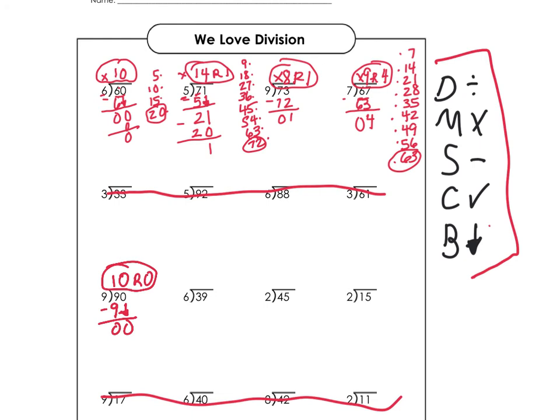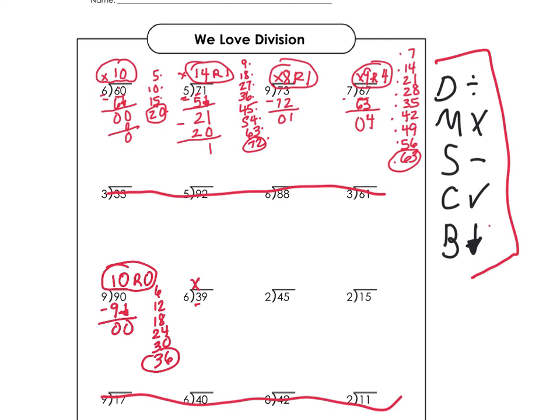All right. 39 divided by 6. Does 6 go into 3? Nope, does not. Mark that spot with an X. Does 6 go into 39? Let's see how many 6s. So I have 6, 12, 18, 24. Remember, we want to get as close to 39 as we can without going over. So 24, 30, we're getting close, 36, another 6 would take us over. So 36 is our magic number.